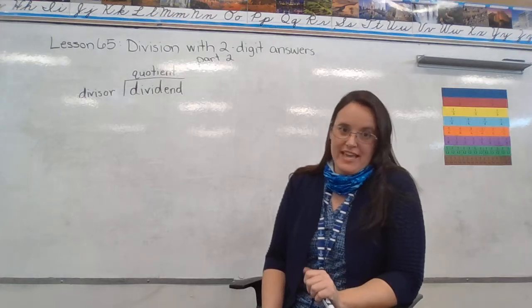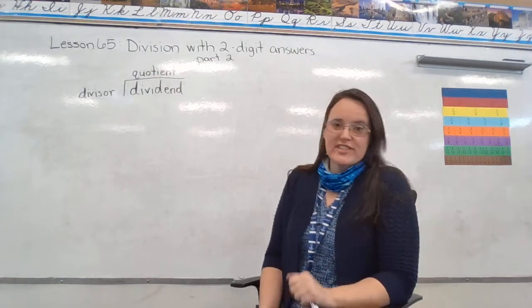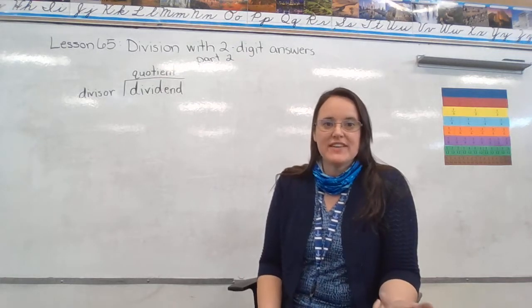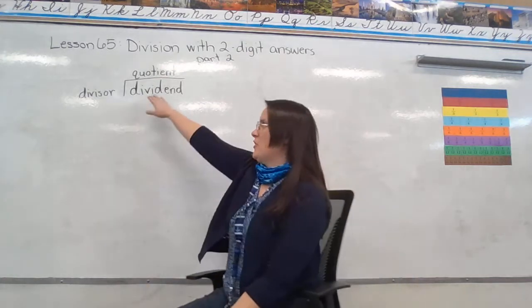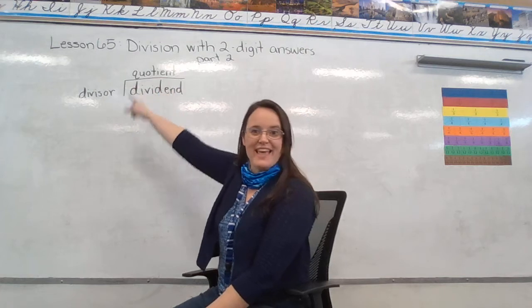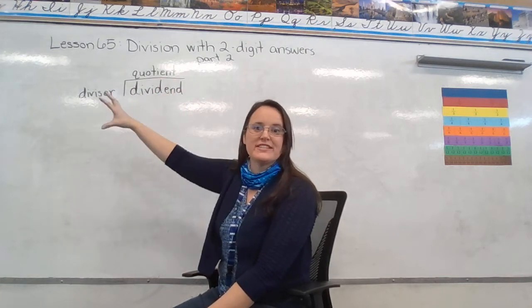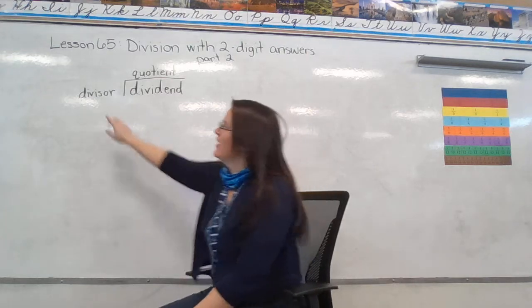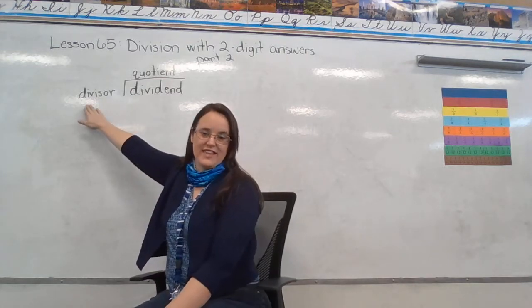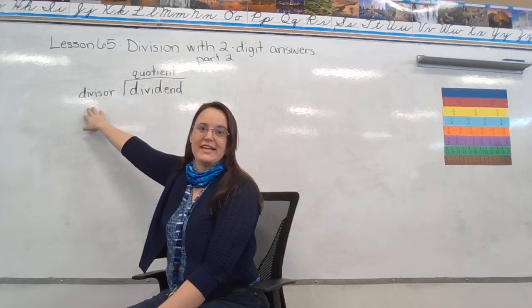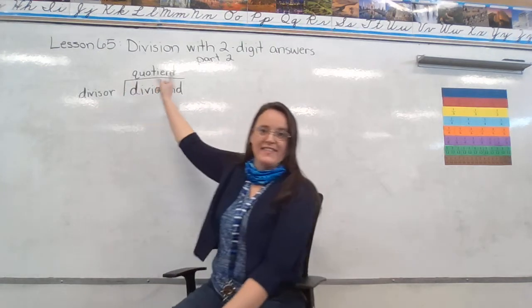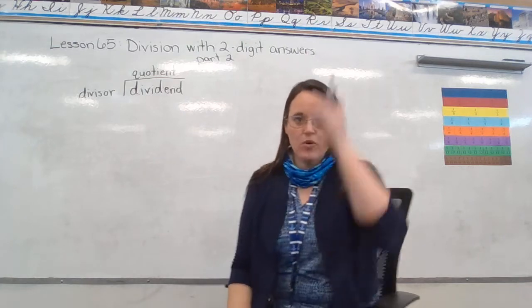So the first thing I want to talk about today is what do we call these pieces of a division problem? The part that goes in the house, this is the number that we are dividing, that is called the dividend. The part that goes outside of the house, this is the number we're dividing by, is called the divisor, and then our answer is the quotient.